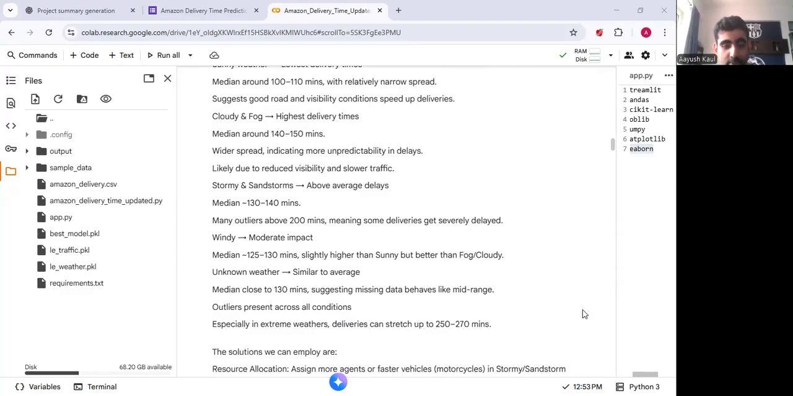But we can also notice one thing that there are outliers present across all conditions, especially in extreme weathers, where deliveries can stretch up to 250 to 270 minutes, which is a lot of time.